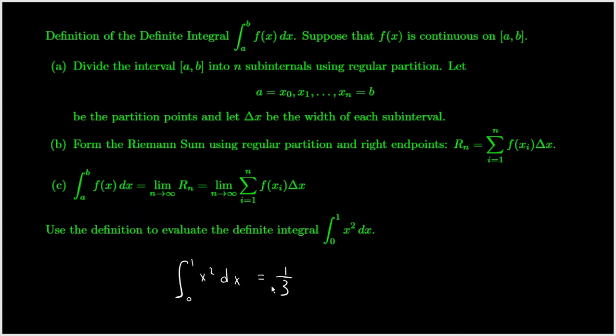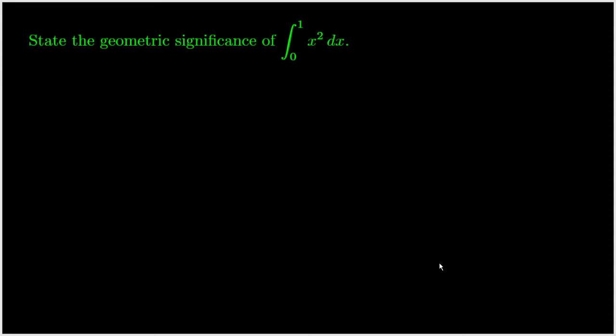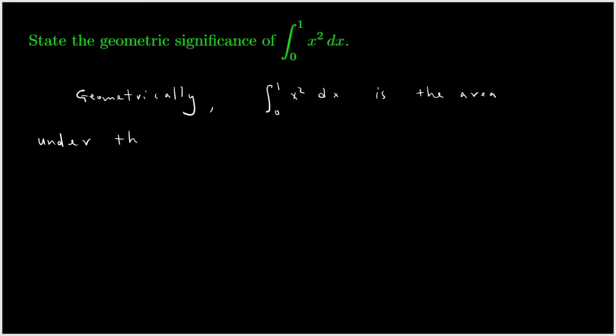We have also seen the geometric meaning of the answer to the definite integral. We'll write the geometric meaning of the definite integral in words. Geometrically, the definite integral from 0 to 1 of x squared is the area under the graph of the function when x is from 0 to 1. We can just say from x value of 0 to x value of 1.